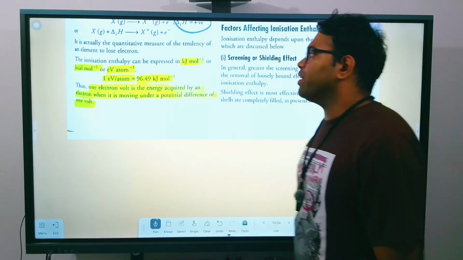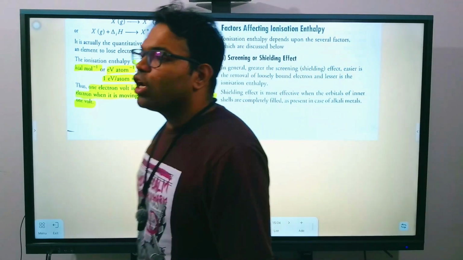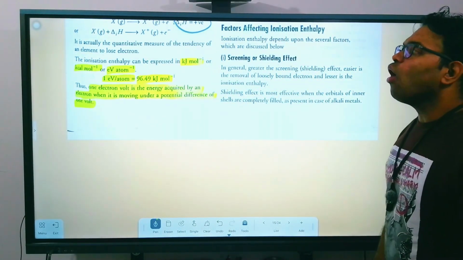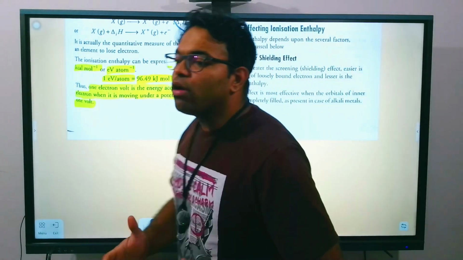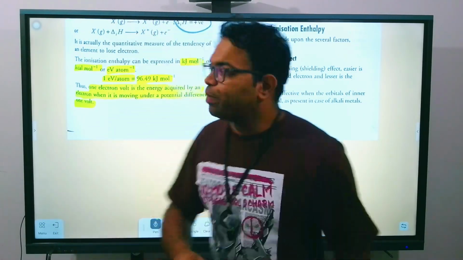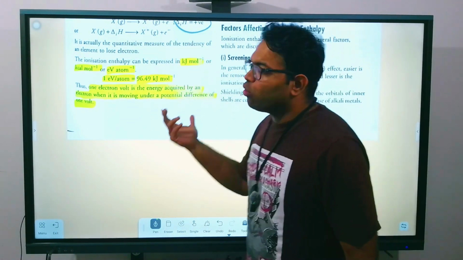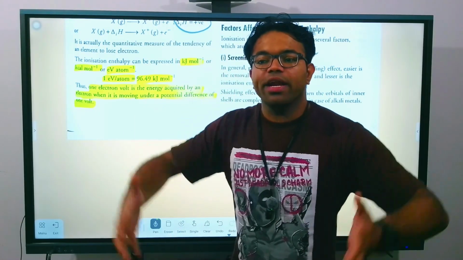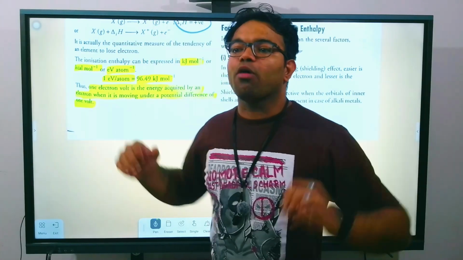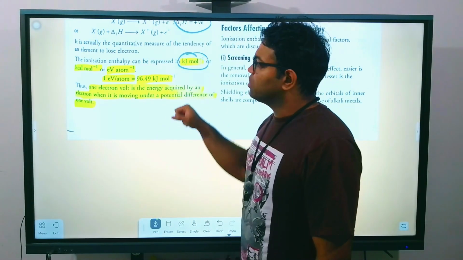The ionization enthalpy can be expressed in kilojoules per mole or kilocalories per mole or in electron volt. Because ionization enthalpy is what? It is a unit of energy. You can express it in kilojoules per mole. That is the amount of energy required to ionize 1 mole of the atoms, 1 mole of the molecules. That is basically ionization enthalpy.